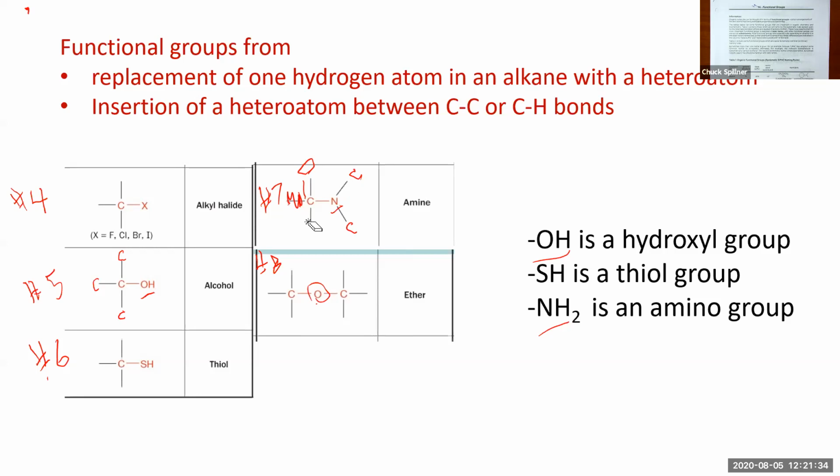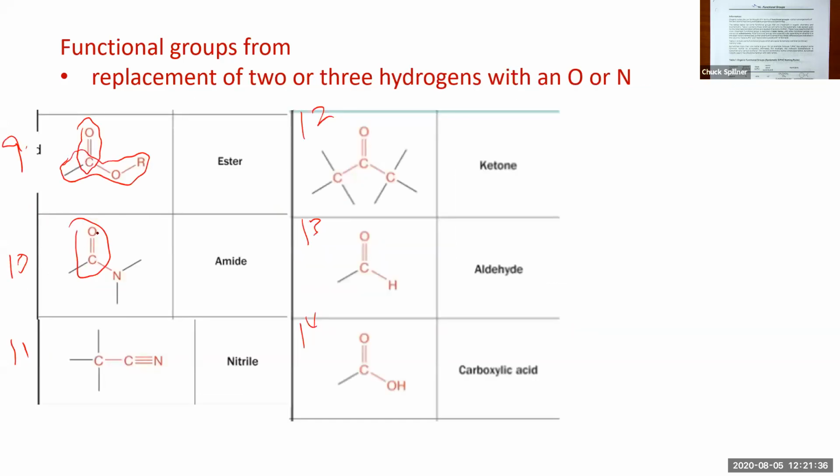Okay, so let's go back to the next page. Here's our amide. We put a double bond O there. Same, if you take an ether, you put a double bond O on the carbon that the O is attached to, you get an ester.